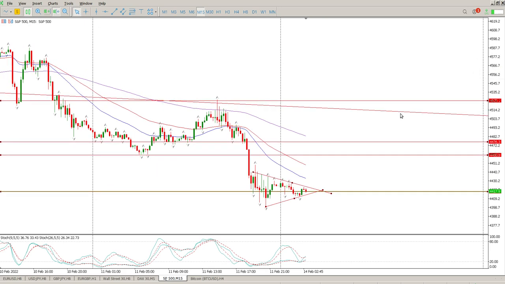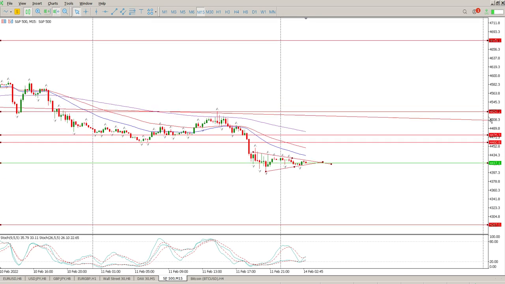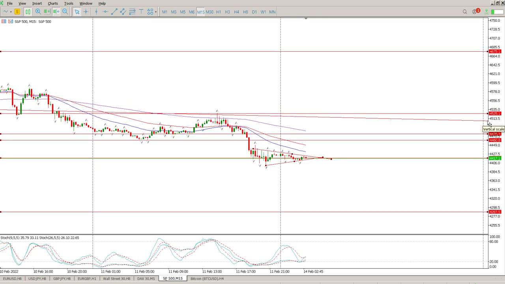So those are the setups. I prefer the pullback up to here. So I prefer a triangle break to the upside, run to this area, then get in, because your first target is going to be the apex here at 44.17. 4400 obviously the round number, so that would be the first target. Get through there, then you're looking for the next level. And just bear in mind, this thing moves in sort of 200 point increments. So it'll be 4400, then we'll go down to 4200, then we'll go to 4000.